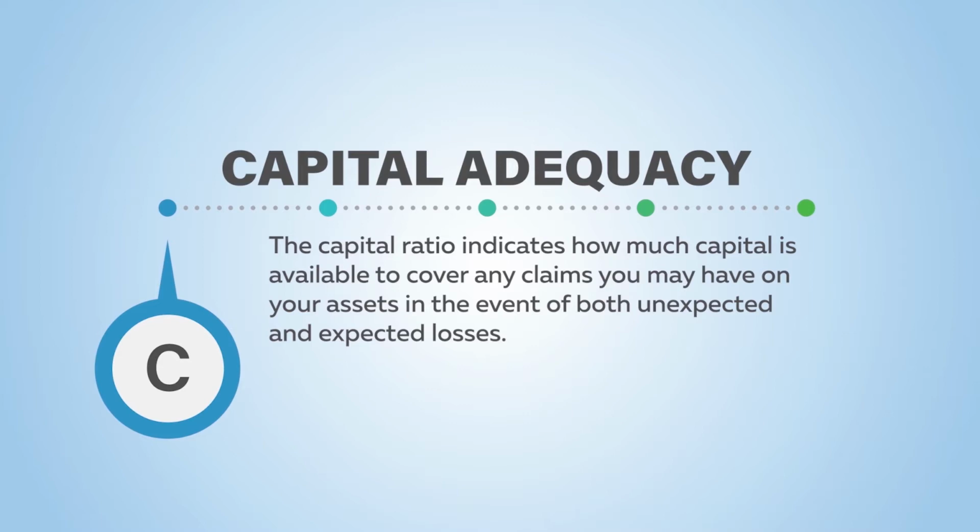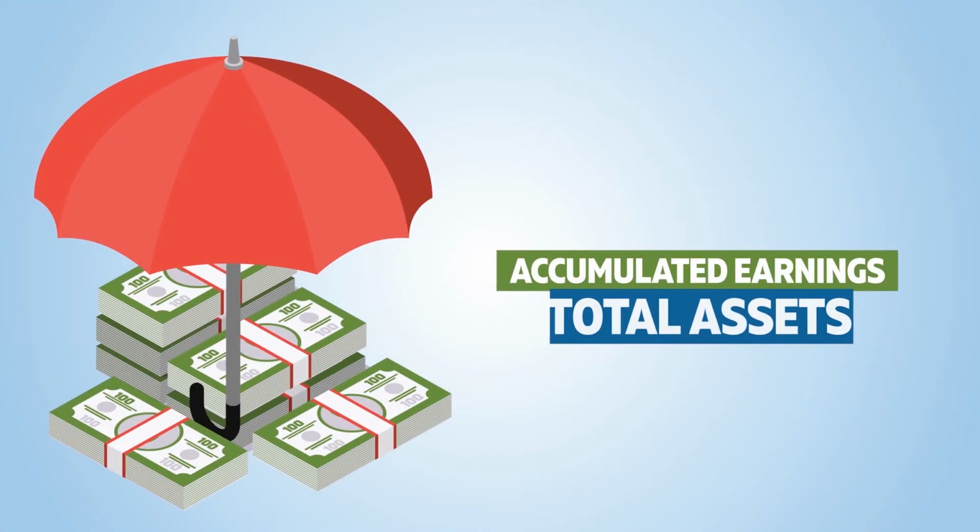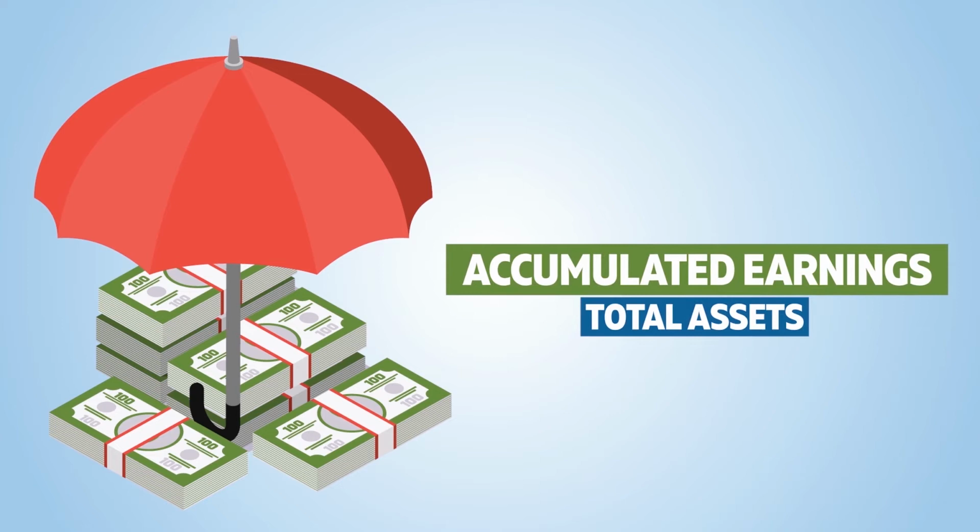The capital ratio indicates how much capital is available to cover any claims you may have on your assets in the event of both unexpected and expected losses. This is your safety net. It tells you how much you've accumulated in earnings since your credit union began, and we measure that against the total assets of the credit union.